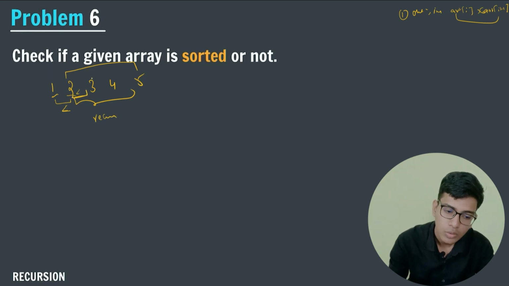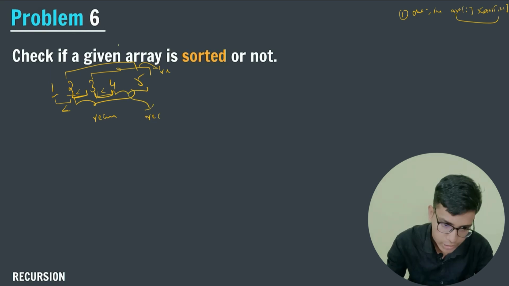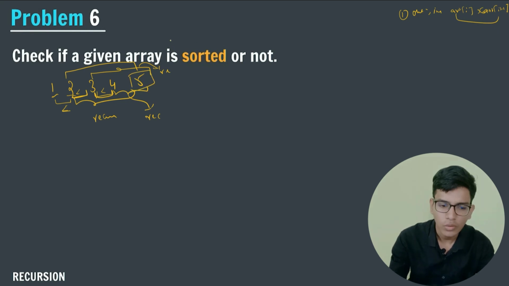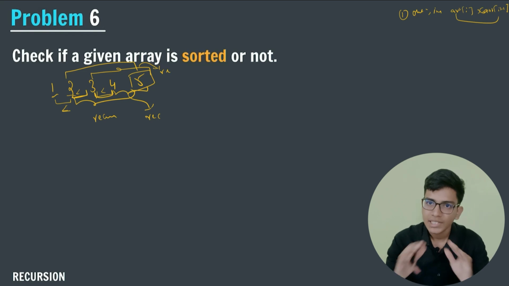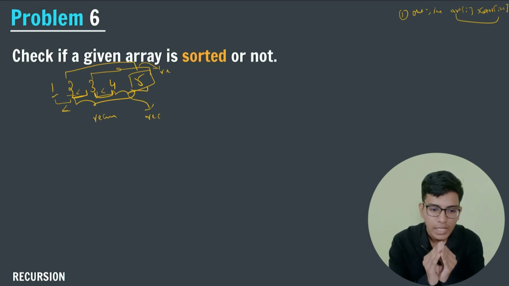If this is true, then we'll apply the recursive call for this, and after it, if these two things satisfy our condition, then we'll make the recursive call for the rest of my array, and after it for this array, a single element, so the given array is sorted. So this is how we will find out whether the given array is sorted or not.